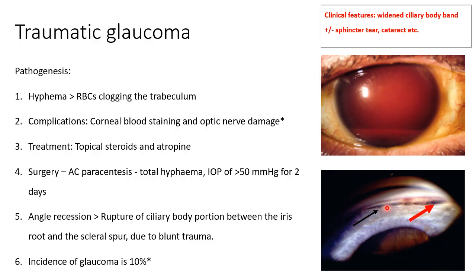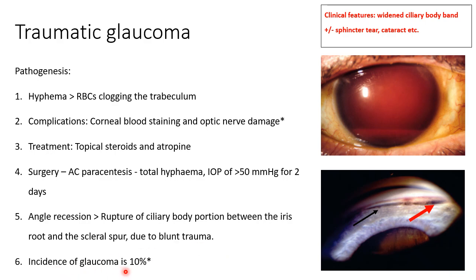The black arrow is showing some part of the ciliary body, visible ciliary body band. See, it has widened over here. Why? Because it has ruptured from the iris root. So more of the ciliary body band is visible, and this is known as a widened ciliary body band, and the condition is known as angle recession, seen in cases of blunt trauma.